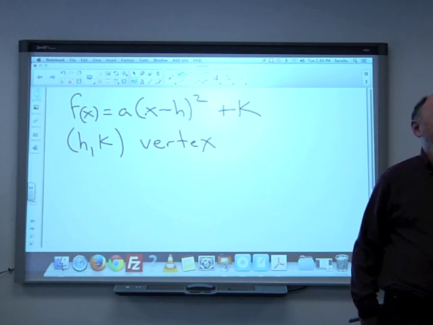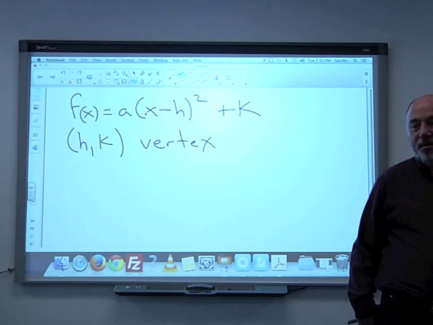What about if A is a number in between 0 and 1? What happens to the U? If A is a fraction, what happens to the U shape? Right, it flattens it out. Okay. We got that? All right.